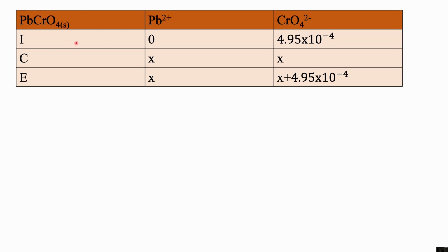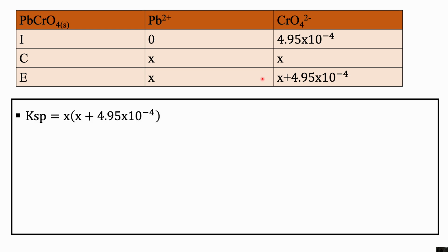That will be the initial. Now the equilibrium is going to be established. Initial, change, equilibrium: here we have the x, here we also have x which will be formed. At equilibrium here we will be having 0 plus x, we got x, and here we have x plus this one. So then we determine the Ksp, which will be equal to x times this one. Of course, this x will be negligible because we are having the common ion effect. We have the chromate already present in the solution, so this x can be negligible.